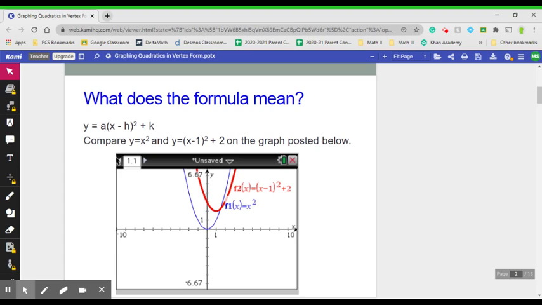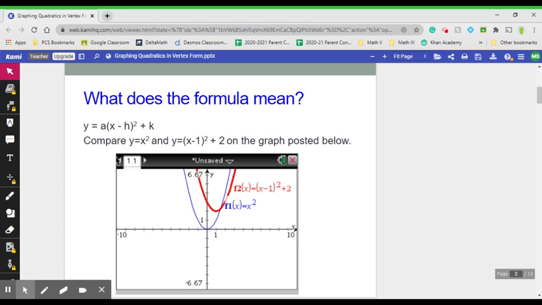On the picture we're looking at in front of us, we are comparing in blue the parent function of quadratics, just x squared, and in red the equation y equals (x minus 1) squared plus 2. So we're trying to figure out what is different about these two functions. The main thing that jumps out to me is, first, the red function is being translated to the right by 1 space and then translated up by 2 spaces.